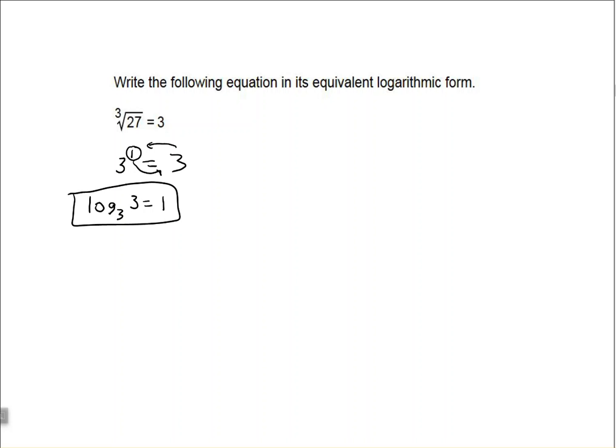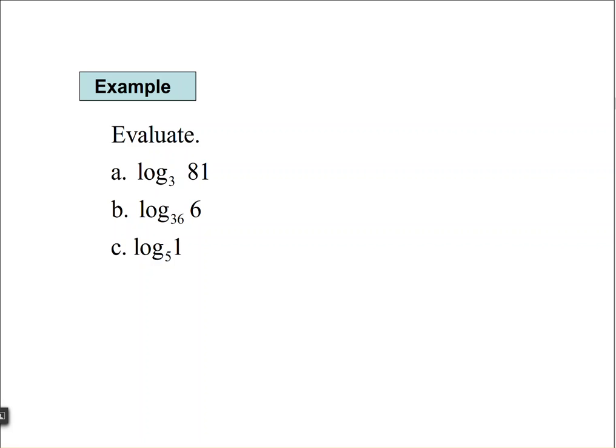Now let's look at evaluating some of these logarithmic expressions. Now we have expressions, and I like to change my expressions into equations and then rewrite them in exponential form and evaluate. So the first one we have here is log base 3 of 81. I'm going to say log base 3 of 81 is equal to x. Now I'm going to rewrite that in exponential form. So base 3, the x and the 81 swap sides.